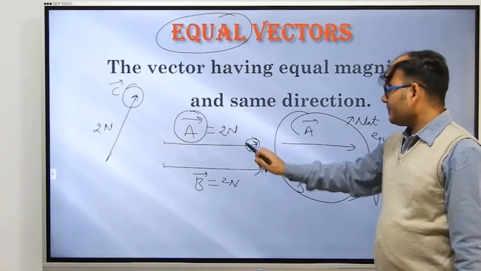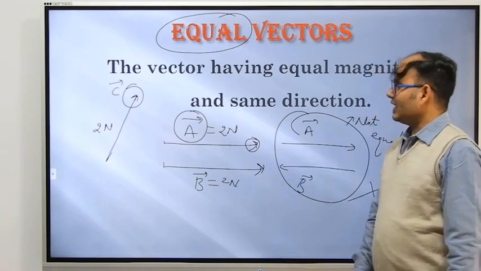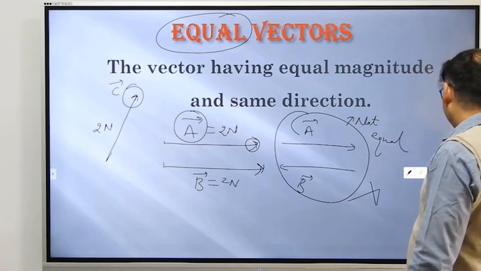So what is equal vector? Same magnitude, same direction. So that's all.